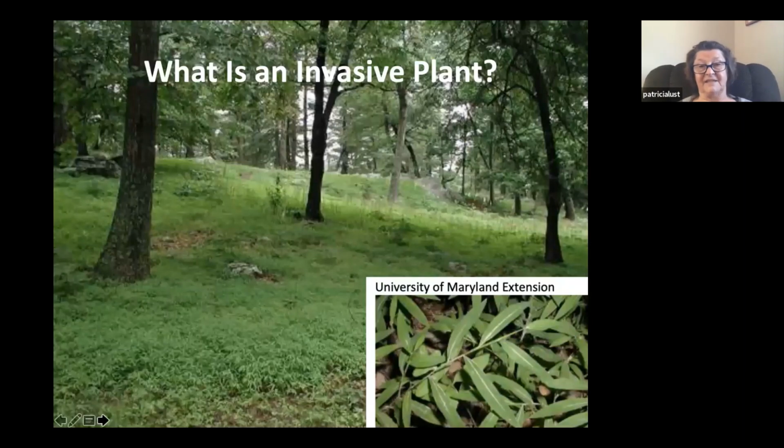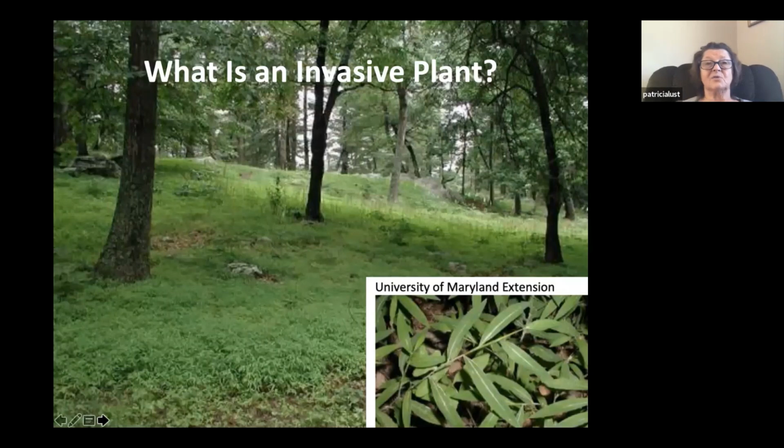What is an invasive plant anyways? Now, you might look at this and say, oh, isn't that pretty? That covered green forest floor, that is so pretty. Well, it may be visually attractive, but ecologically it's disastrous. Because what you're seeing here is Japanese stiltgrass. And there's a close-up down there in the corner that you can take a look at.